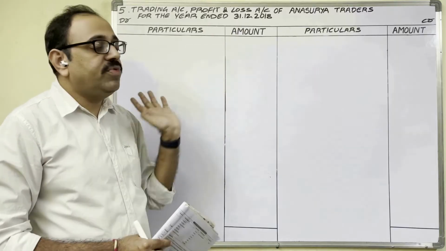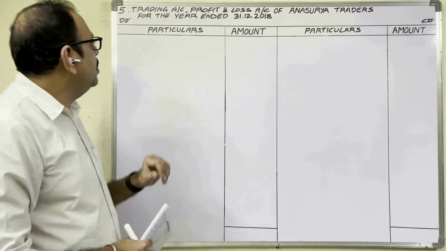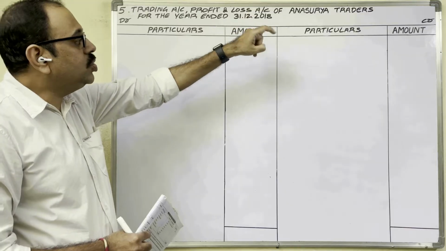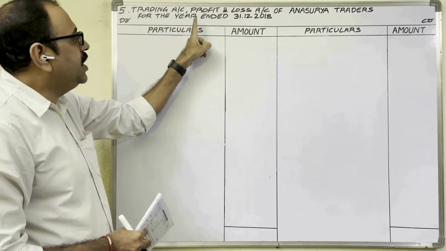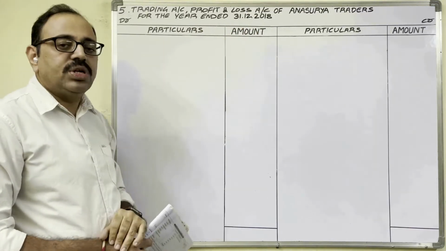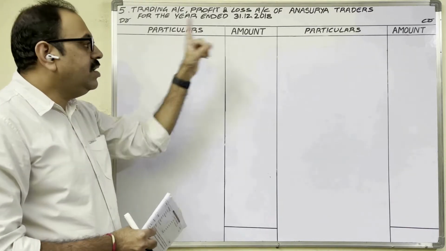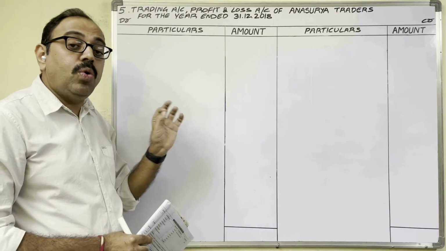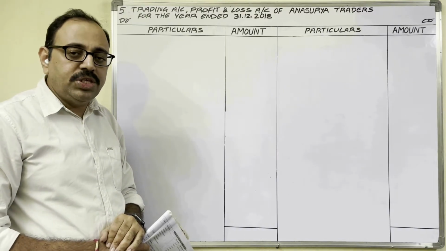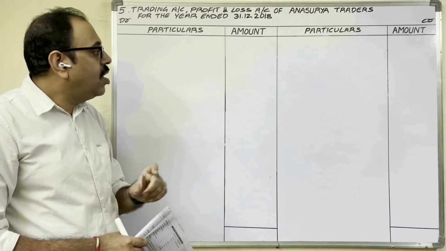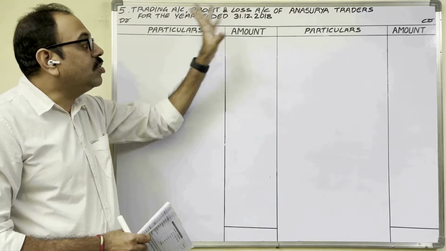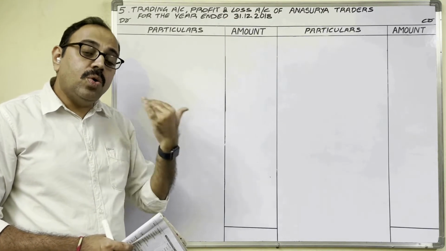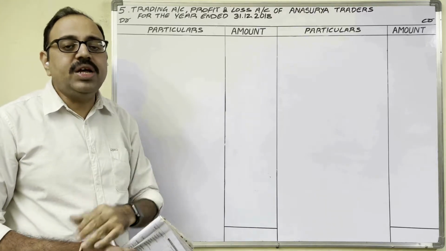First we will see the trading account. Observe the heading: Trading Account and Profit and Loss Account of Anasuya Traders for the year ended 31st December 2018. Debit side, credit side. On the debit side, we start the trading account with opening stock. Opening stock means the stock on 1st January 2018. It is nothing but the previous year's closing stock, which becomes the opening stock for the current year.